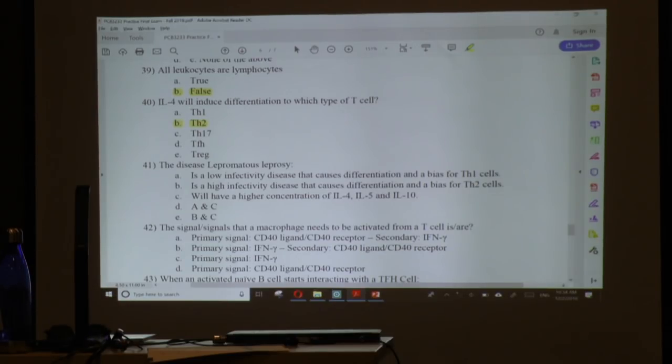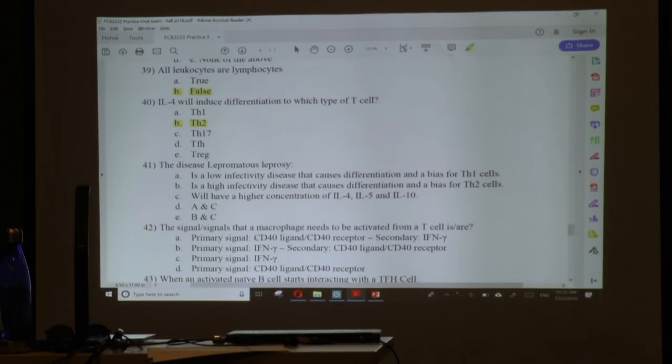So I don't know if you need to know, for test 4, I want to say, you needed to study the chart where you had TH1, TH2, TH17, and if you have these cytokines, then you'll get a TH1, which will secrete these other cytokines. I don't know if you need to know those cytokines, but at least try to study the more important ones, right?